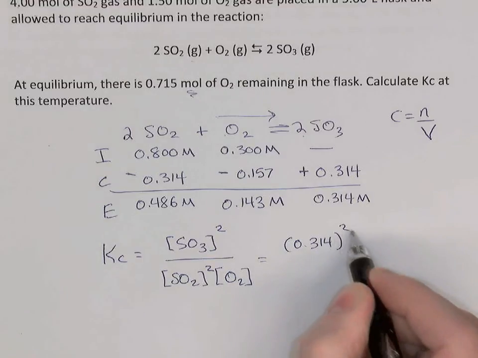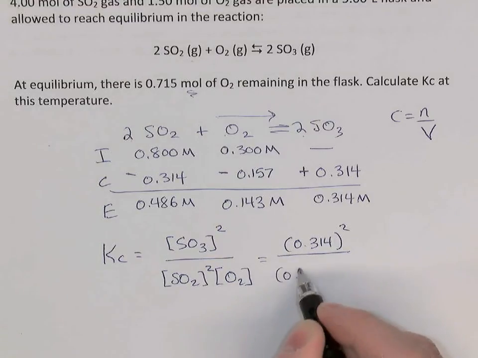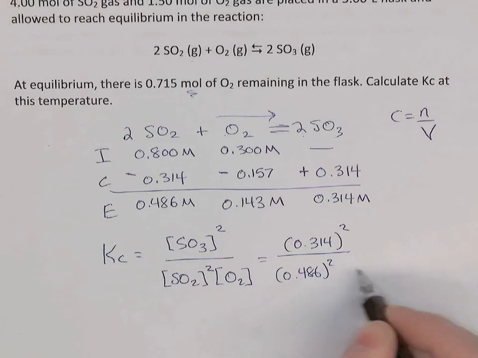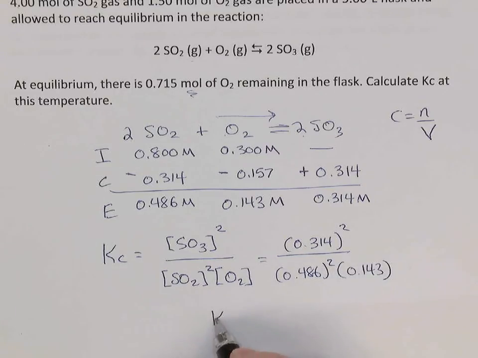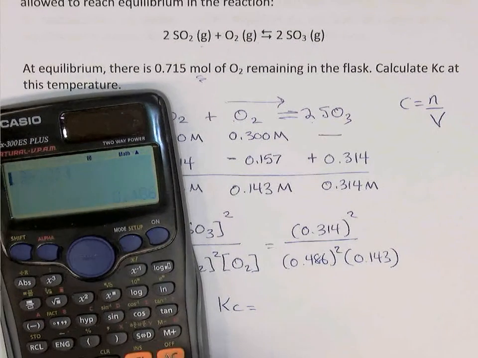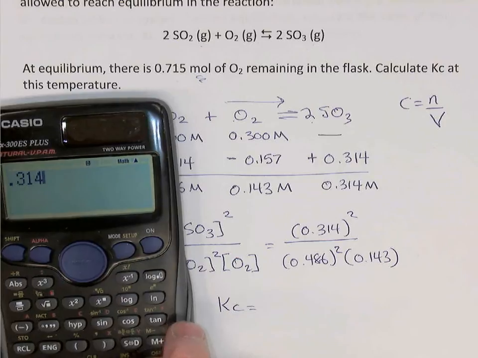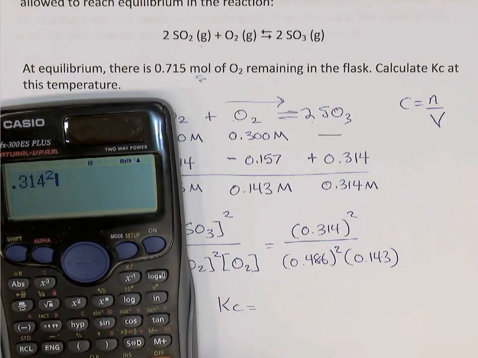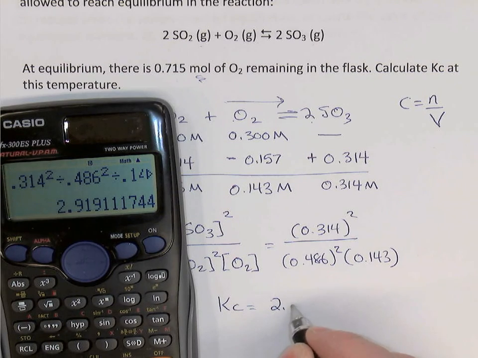0.314 squared over 0.486 squared and 0.143. So Kc will equal, grabbing a calculator now, 0.314 squared divided by 0.486 squared and also divided by 0.143, and I get Kc is 2.92.